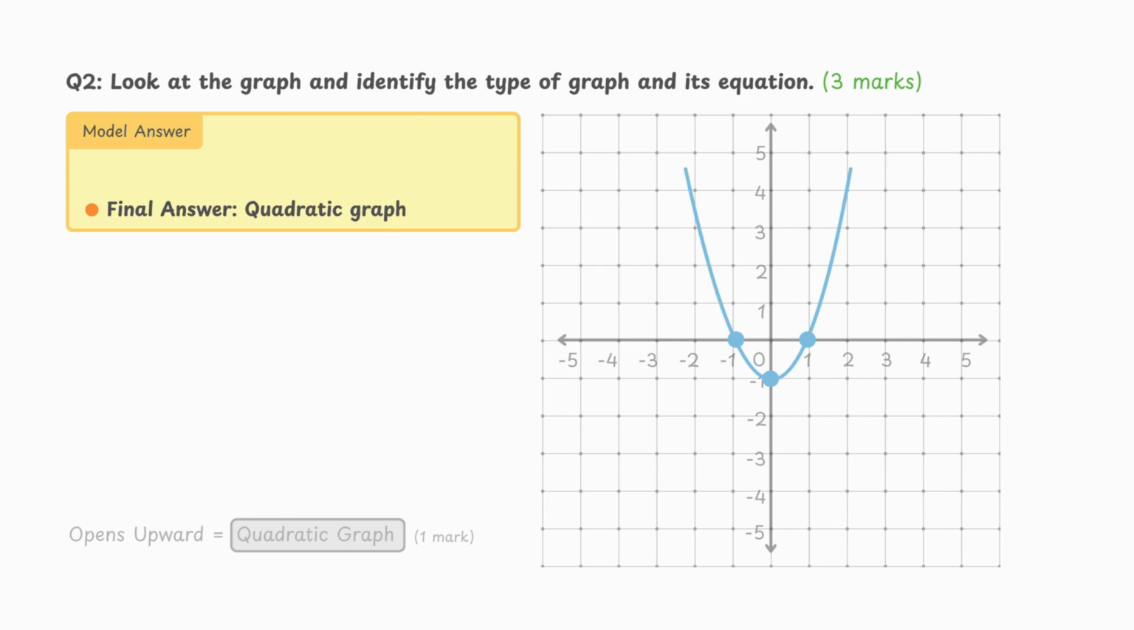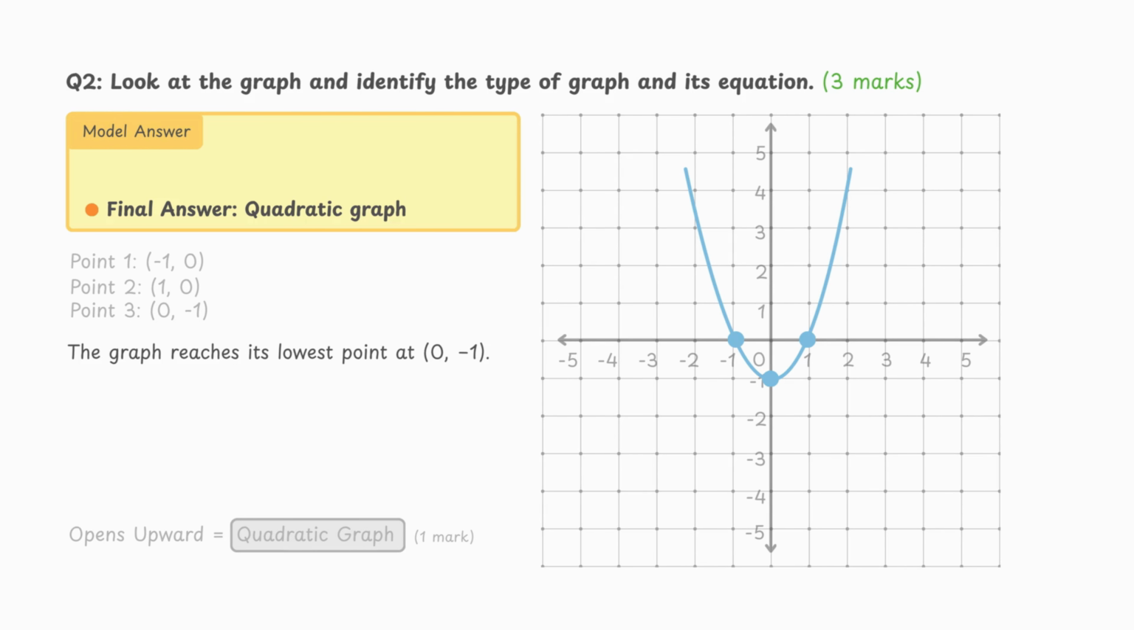Next, let's identify some key points on the graph. We can clearly see 2 points where the graph crosses the x-axis. These are at (-1, 0) and (1, 0). These are called the roots or x-intercepts. Now look at the lowest point of the graph. This point is at (0, -1). This is called the turning point, and in this case, it is a minimum point.